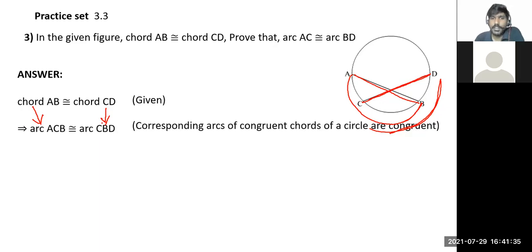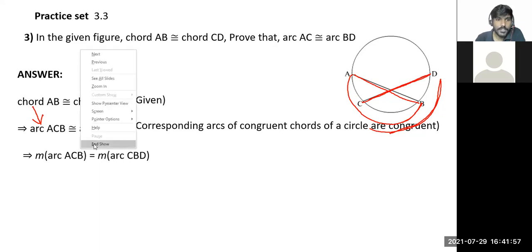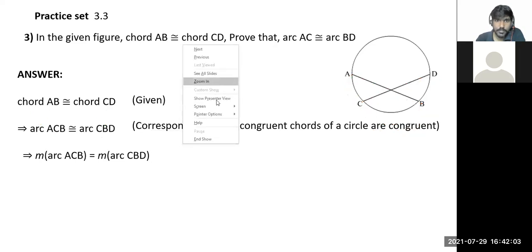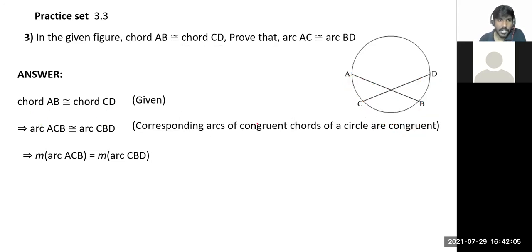Aren't they semicircles then? No, they are not diameters, they are chords, so not semicircles. So here the reason we'll write is corresponding arcs of congruent chords are congruent to each other. Now, since the arcs are congruent, their measures will be equal. So measure arc ACB is equal to measure arc CBD.